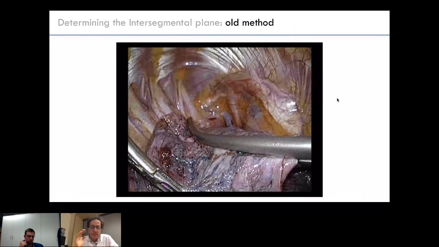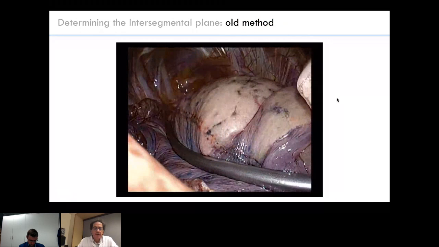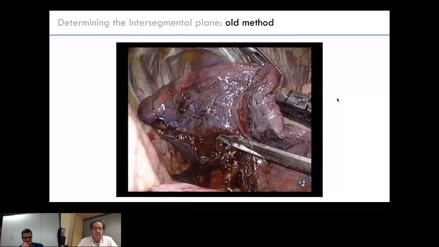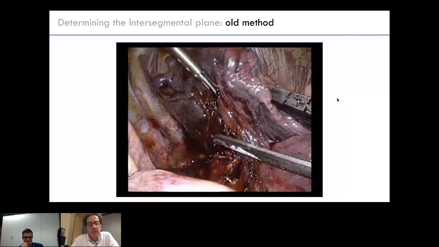So let's take the example of the posterior superior segmentectomy, segment 1 and 2 on the right side. This is how it goes with the inflation-deflation method. And you see how nice is this remaining segment 3. But you can also understand that it's not very easy to deal with the inflated lung.